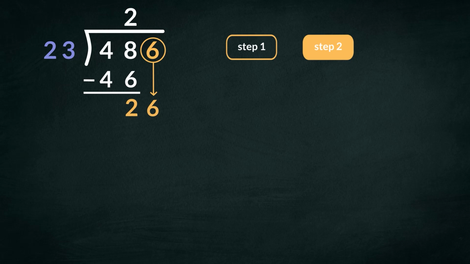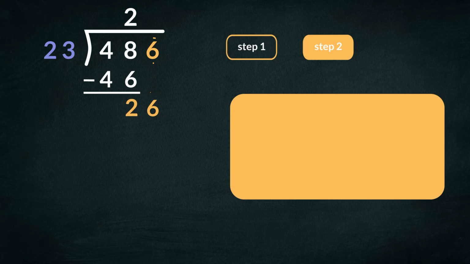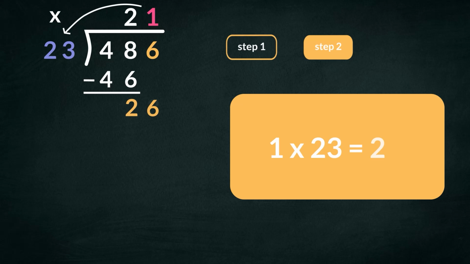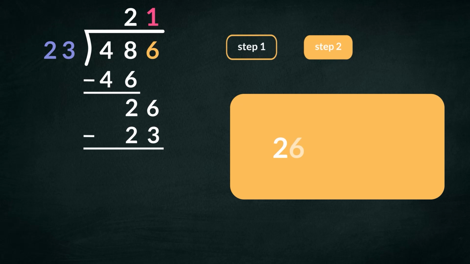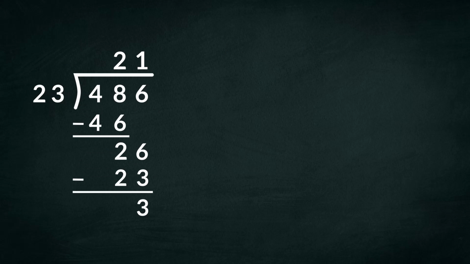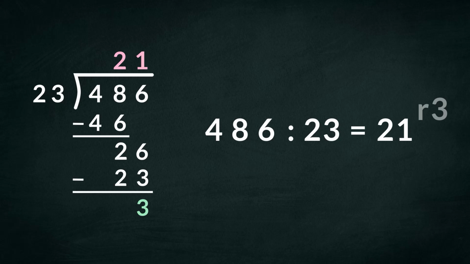We don't need to write any list or estimate anything. It's clear that it only takes 1 23 to almost reach 26. We'll put 1 on top, next to 2, and aligned with 26. 1 times 23 equals 23, and 26 minus 23 equals 3. Since 486 doesn't have any digits left for us to copy down, we have finished this long division. And the answer to 486 divided by 23 is 21, with a remainder of 3.